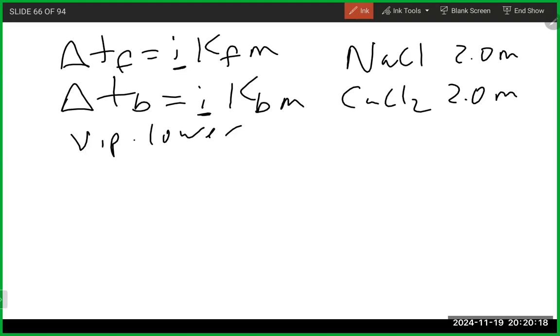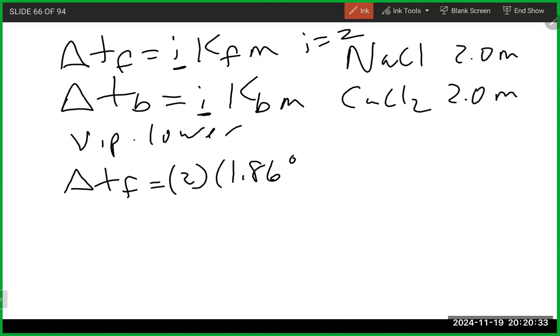And if we did something like our freezing point change in temperature, for sodium chloride, i would equal 2, as we just talked about, because you get a sodium and chloride. This would be 2 times our Kf of 1.86 degrees Celsius per molality, because water's our solvent, times 2.